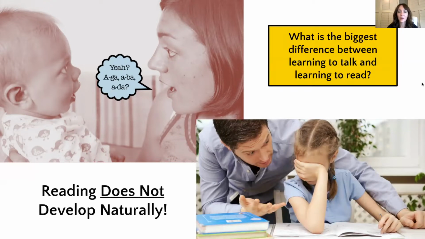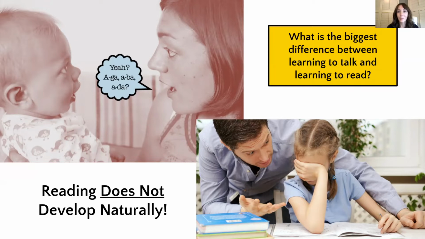The difference is that reading does not develop naturally. Our babies will learn to talk, they'll learn to walk. They might be on their own trajectory of development, but they're all going to get those skills because they were wired to talk. They were wired to walk. We don't have to sit down and teach them how to do those things. They just do it. Reading is not that way.